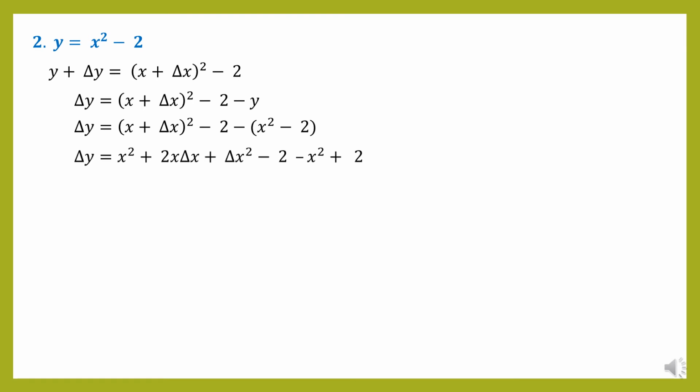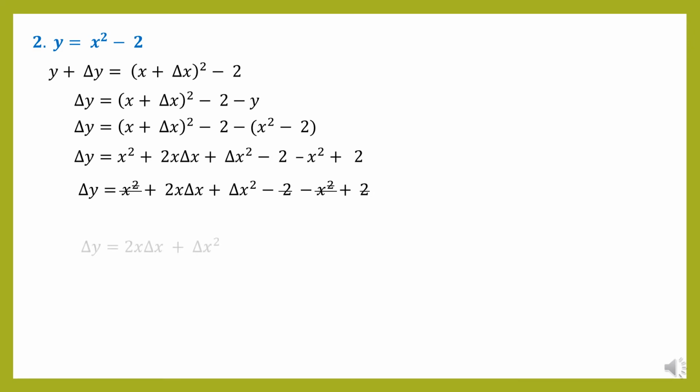So we have now increment of y, x plus increment of x squared, which is equal to x squared plus 2x increment of x plus increment of x squared. Then just copy negative 2 and multiply negative 1 times x squared, that becomes negative x squared, and negative 1 times negative 2, that becomes positive 2. Next, combine similar terms. So we cancel out x squared minus x squared is equal to 0, as well as negative 2 plus 2 is equal to 0.